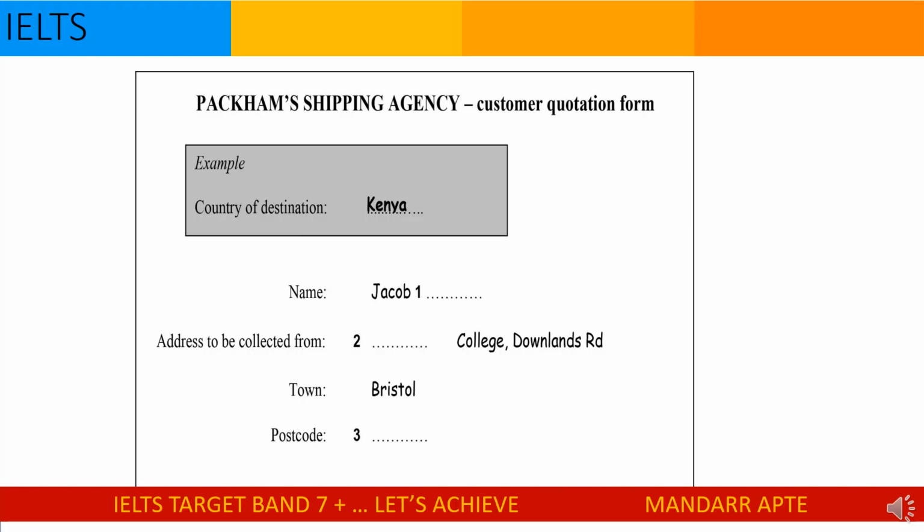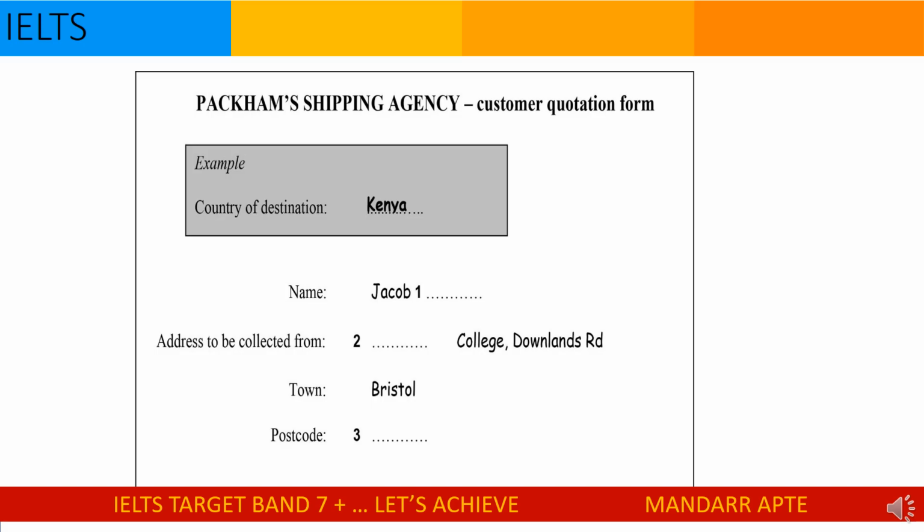Now, what does the form read? Packham's Shipping Agency Customer Quotation Form. Someone is looking to transport something and needs to know the cost. They have already helped us with an example which shows the country of destination, that is Kenya. In the same way, we have to complete the remaining form.